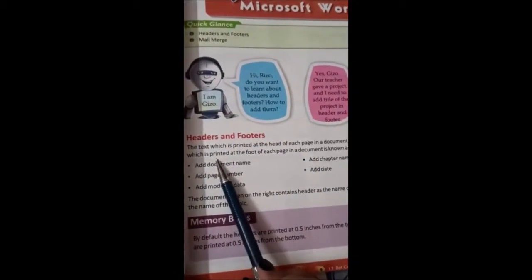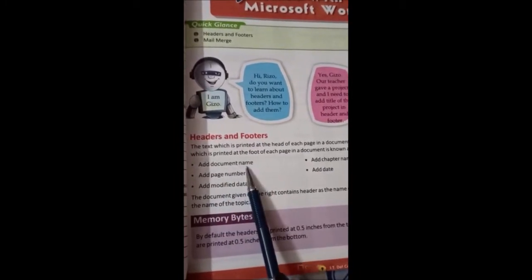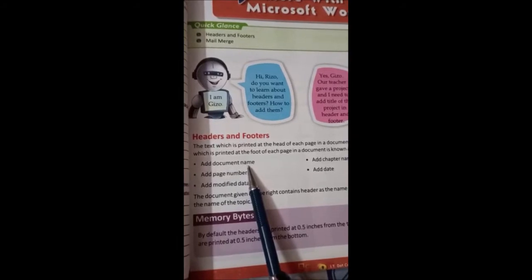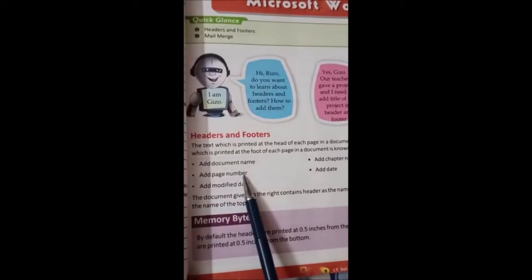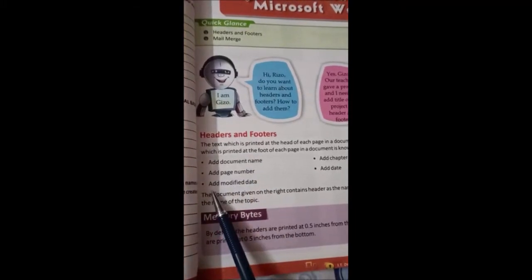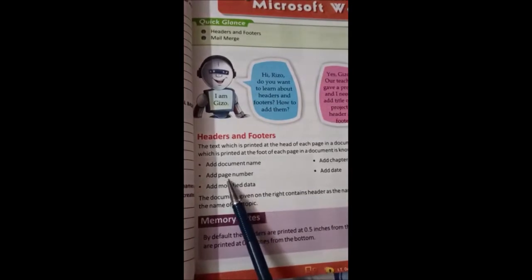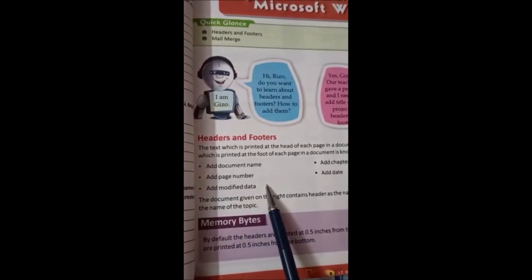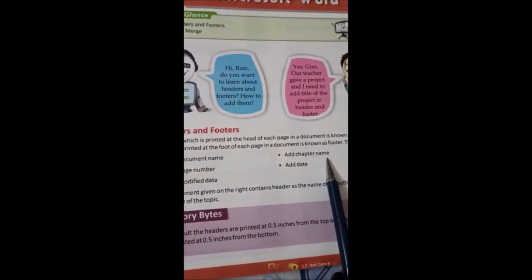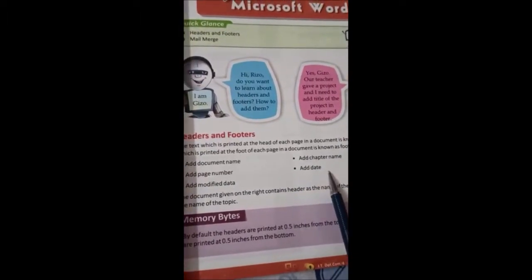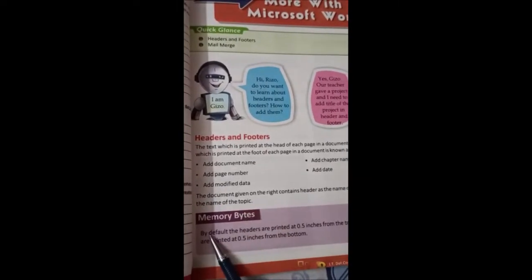So header and footer are used to add document name. If you want to add any document name, we will use header and footer. If you want to add any page number, then we will use header and footers. If you want to add any modified data, that means we want to modify any data and then we want to add it, we will use header and footer option. If you want to add chapter name or if you want to add any date to any document, then we will use header and footer options.